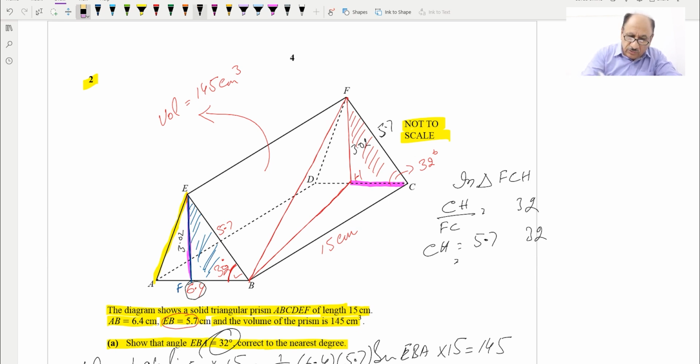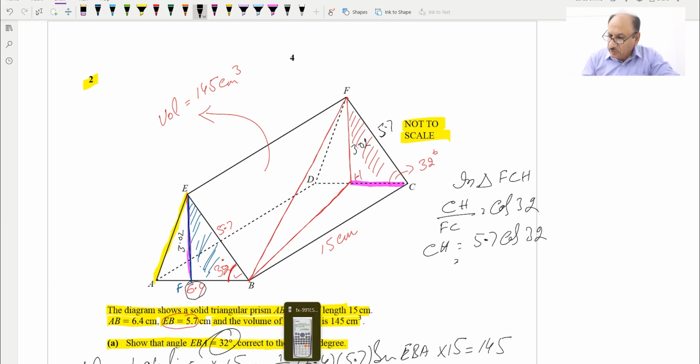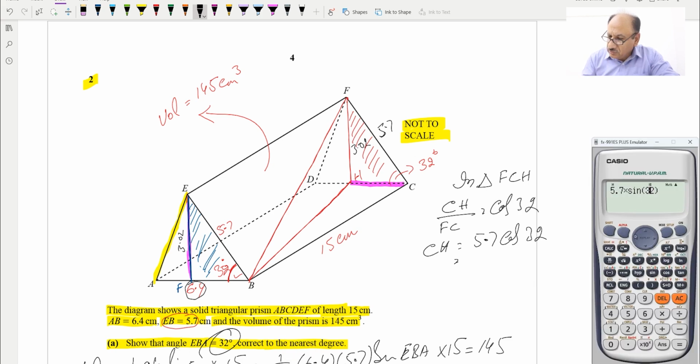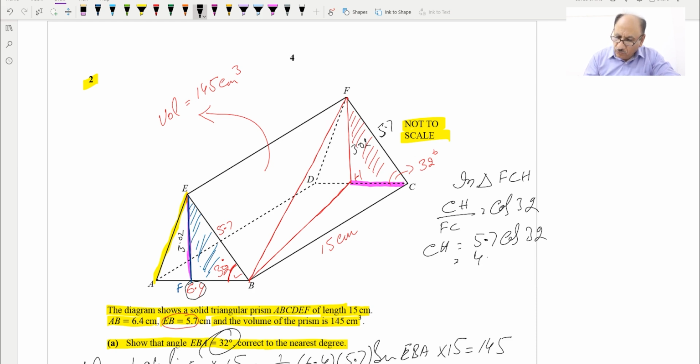I will rectify this one, it is cos of 32, cos of 32, and if we change this also to cos, this will give us the answer as 4.83. So we can write 4.84, rounded to one centimeter. Now we have this side, 4.84, and we have the length.